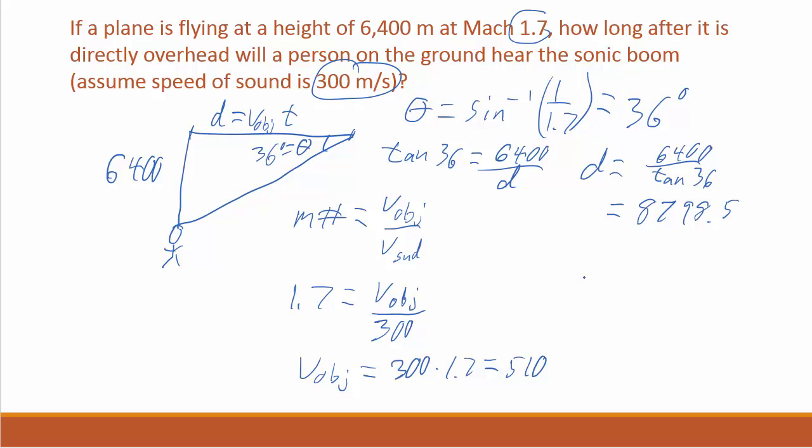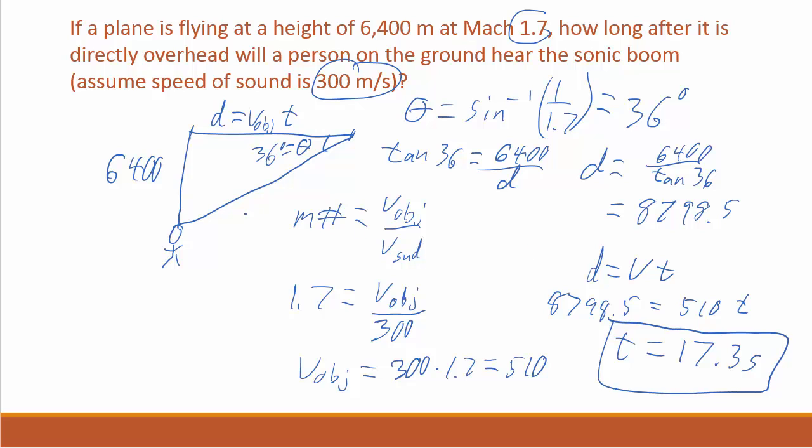We can plug into this d equals vt, where we've got the distance 8798.5. We've got the velocity of 510, and now we can solve for time, which works out to be 17.3 seconds. So that's how long after they look directly up and see the plane directly above them will they hear that sonic boom pass over them.